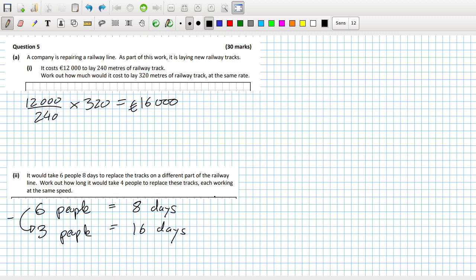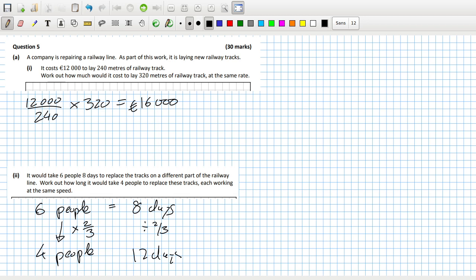So if you think about it like that, to go down to 4 people, that would be multiplying by, if you want, 2/3. So here you would divide by 2/3. And again, you get the same answer, 12 days. So 12 days is the answer here.